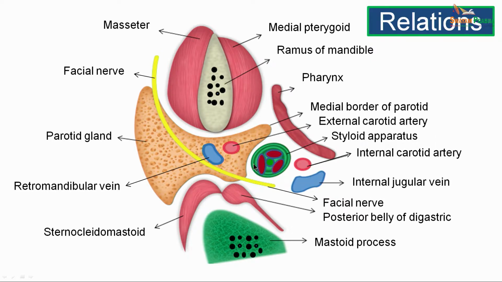What is also seen in this picture are the structures which pass through the parotid gland. The three structures predominantly which pass through the parotid gland are the facial nerve, the retromandibular vein and the external carotid artery. The facial nerve is the superficial most structure here. Deep to it is the retromandibular vein and deepest is the external carotid artery.